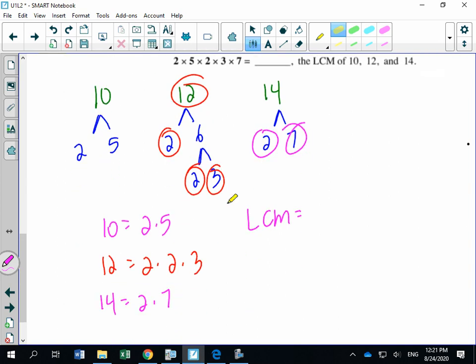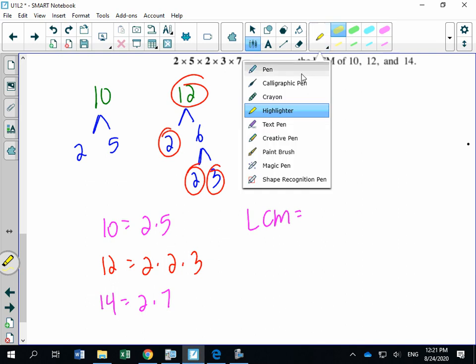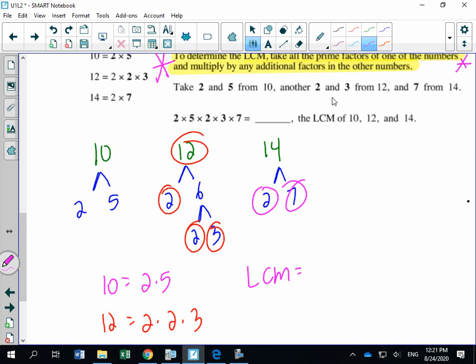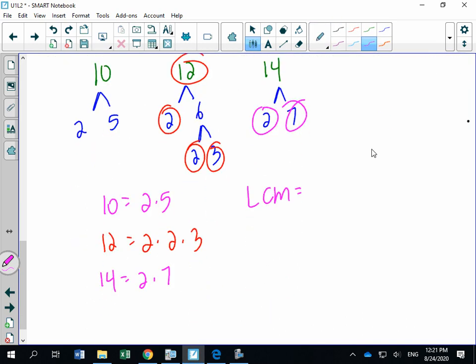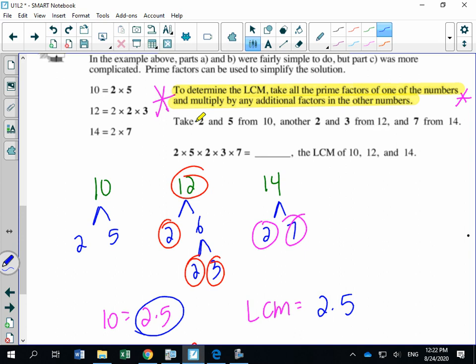Okay, so let's do that first. You've got your 3 prime factorizations written, and it says take all of the prime factors of one of the numbers. So I always tell my students to take all of the prime factors of the first number. So 2 times 5. Whatever that first number is, you take the prime factors of that number. And then it says, and multiply by any additional factors in the other numbers.